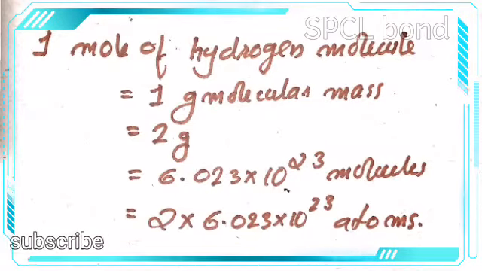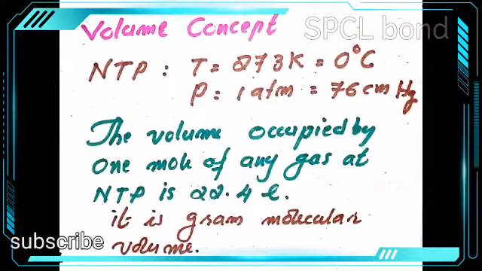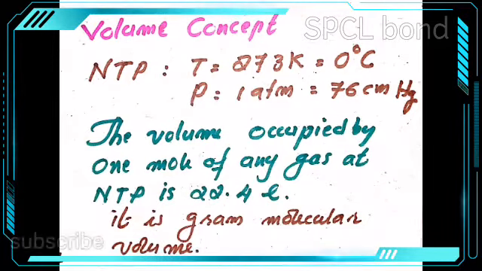Now you got the concept of mole. But you see, now you have related the concept of mole to weight and to number. But how to connect the concept of mole into volume? That is, what is the volume concept of mole? At NTP, that is normal temperature and pressure, that is 0 degrees Celsius and 76 centimeter of mercury pressure, it is found that in the case of a gas, the volume occupied by 1 mole of any gas at NTP is 22.4 liter.